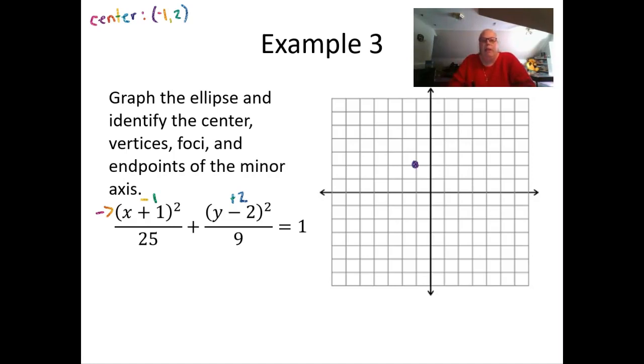The a, 25 is bigger than 9, so a squared is going to be 25. So if a squared is 25, then a is going to be equal to 5. And b squared is going to be equal to 9, so b is going to be equal to 3. All right. We need to have the vertices. Now the vertices are going to occur on the major axis. And since 25 is bigger than 9, the major axis is going to be horizontal this time.